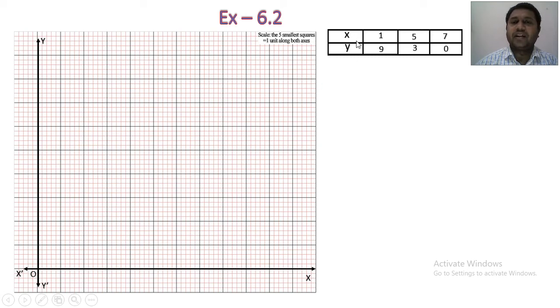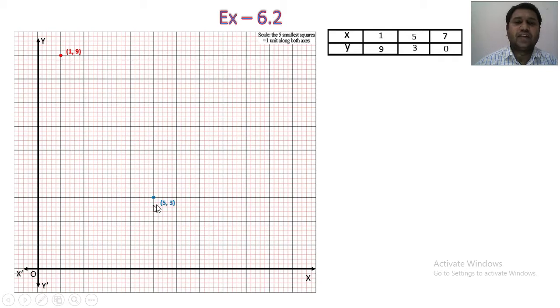Here is the table. The first table we got from equation number 1. The coordinate 1 and 9, I'm going to put it. Look here, the 5 small squares equal to 1 unit. So 1, 2, 3, 4. This is for x equal to 1, and y equal to 9. So 1, 2, 3, 4, 5, 6, 7, 8, 9. So you can see 1 comma 9 is here.